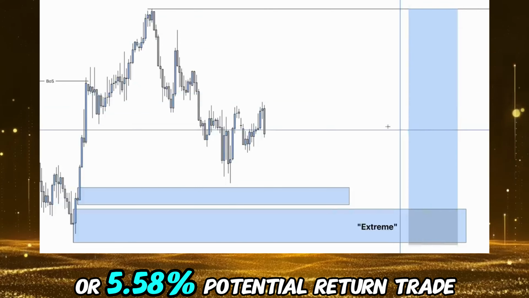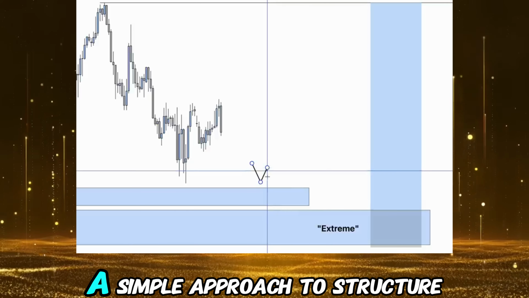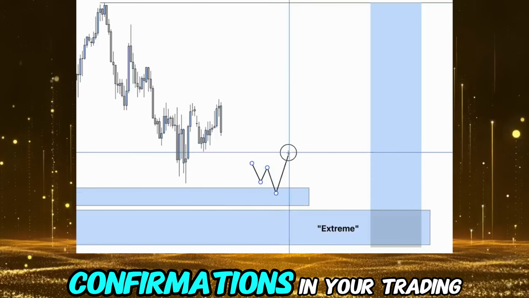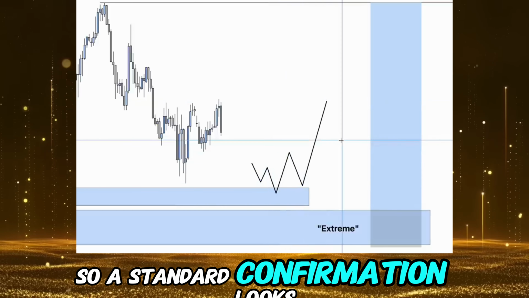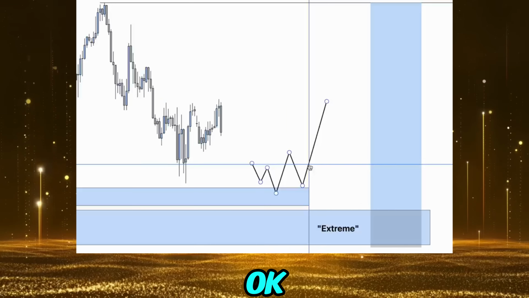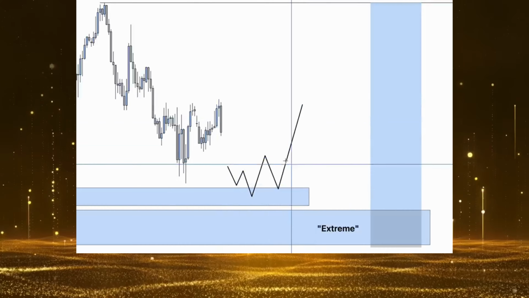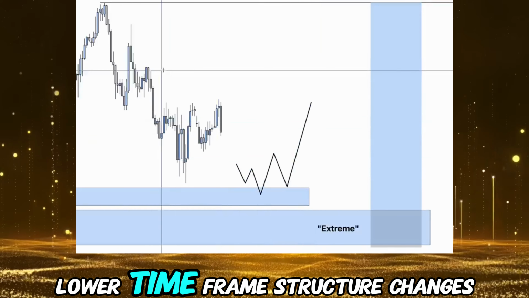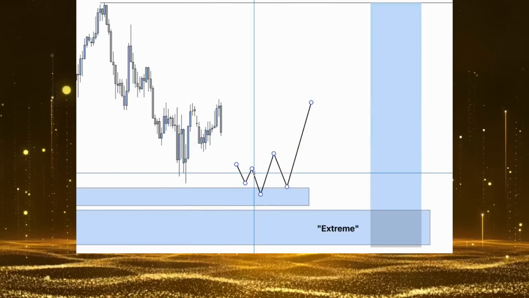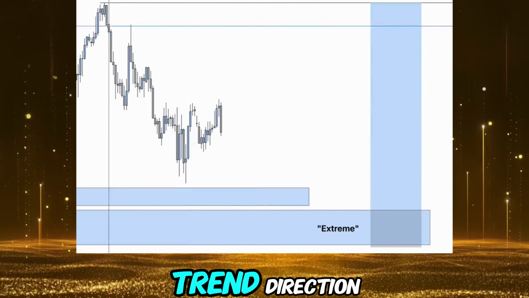So what we can do inside of the top zone is use what I call a standard confirmation. This is nothing new. It's just a simple name for a simple approach to structure confirmations in your trading. So a standard confirmation looks just like this, okay? What we would do is when the market reaches this level, we would see if this lower time frame structure changes in agreement with our larger trend direction.